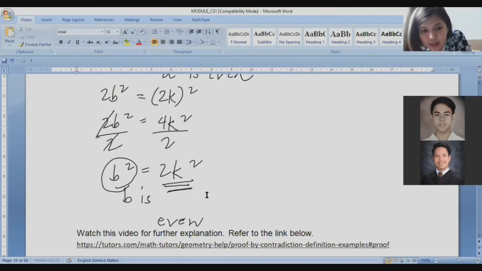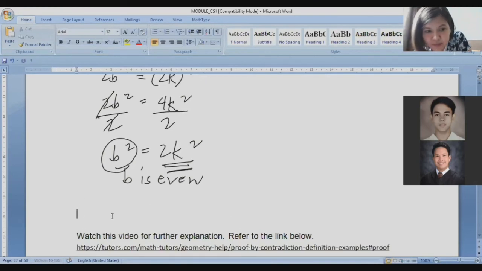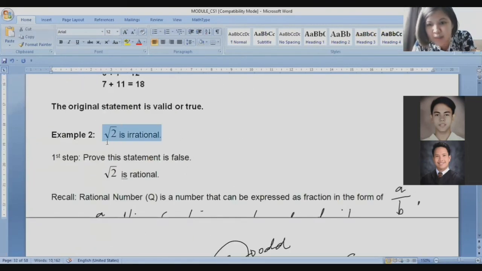So, it means, tama nga na irrational siya. Therefore, hindi siya rational eh. So, ibig sabihin ngayon, therefore, the statement, square root of 2 is irrational, is valid or true. Ganun lang. Kumbaga, itong sinabi na to, yung original na original, square root of 2 is irrational, valid siya or totoo na irrational talaga yung square root of 2.